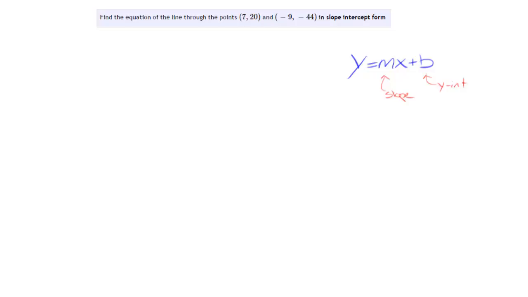And so the way we do this is we just attack each of these. The first thing we're going to do is find the slope. That's actually a pretty straightforward process when we have 2 points. We have the slope formula. And then we'll talk about how to find the y-intercept here.